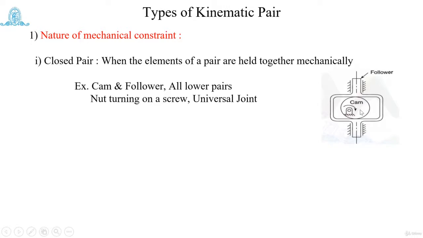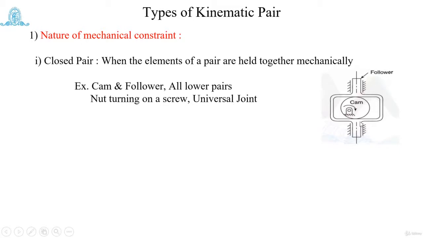Why I have taken this example will be concluded in the next slide. Cam and follower: this is an offset cam and follower. The follower is over there, the cam is over there having a circular shape, and the axis of the cam is not in line with the follower, so it is an offset follower. The cam is making contact with the follower, and this is a fixed guideway shown with the help of hatching lines. As the cam is rotating, the follower is going to be pushed up and down.